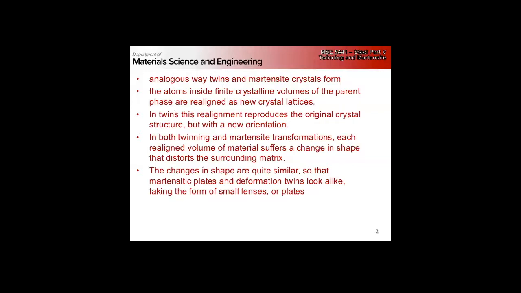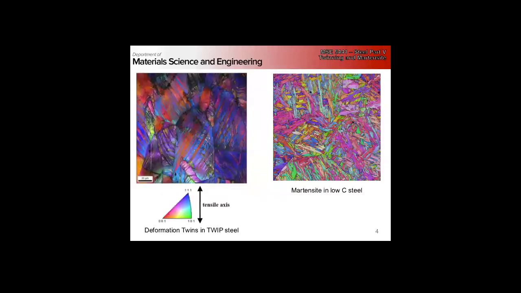And we also see that the resulting shapes of the transformed region that we get are quite similar, right? Martensite laths and twins tend to look alike. This is deformation twinning in TWIP steel. What we see is we get these long lenticular shapes, right? And then if we look at martensite, we also have these elongated lenticular regions.